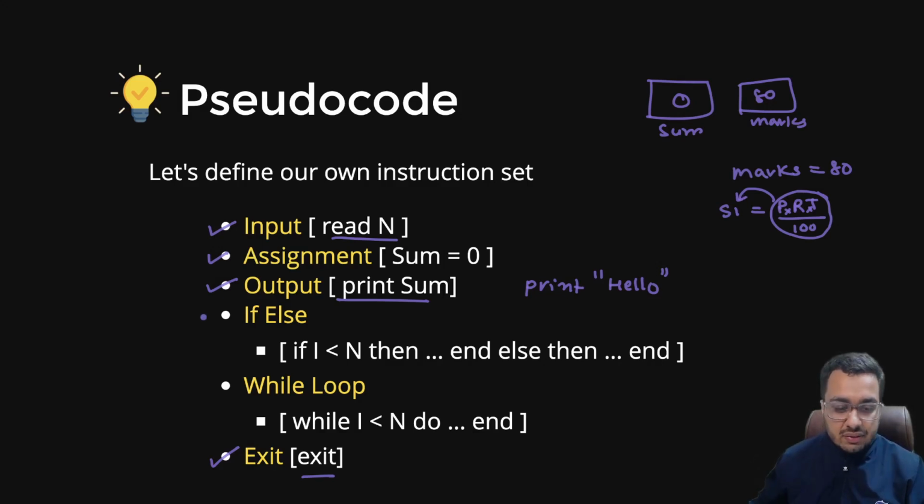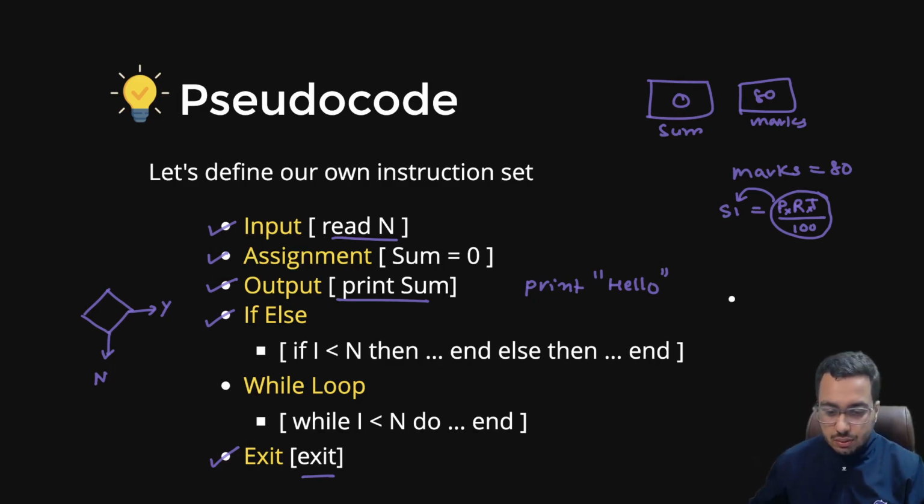The next thing that we have seen in flowchart is a conditional box. Depending upon the condition being true, we take one of the two directions, either yes or no. That is represented using something known as if else.